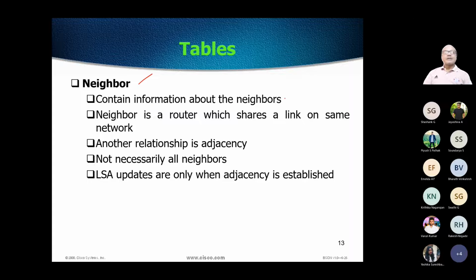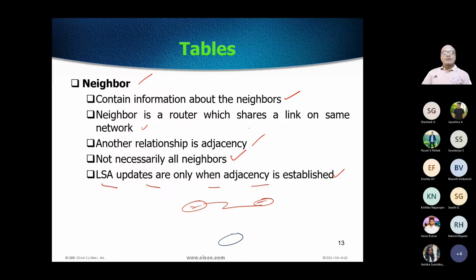It contains information about neighbors. It contains the information of the routers to whom it has been connected. Neighbor routers which share links on the same network. Another relationship is adjacency, not necessarily with all the routers. It will send the updates only to the neighbors, not to all. Your LSA updates are sent only when adjacency is established. This is very important. So we have to remember that once this router has formed the adjacency, it will send the updates to only this router, not to all.